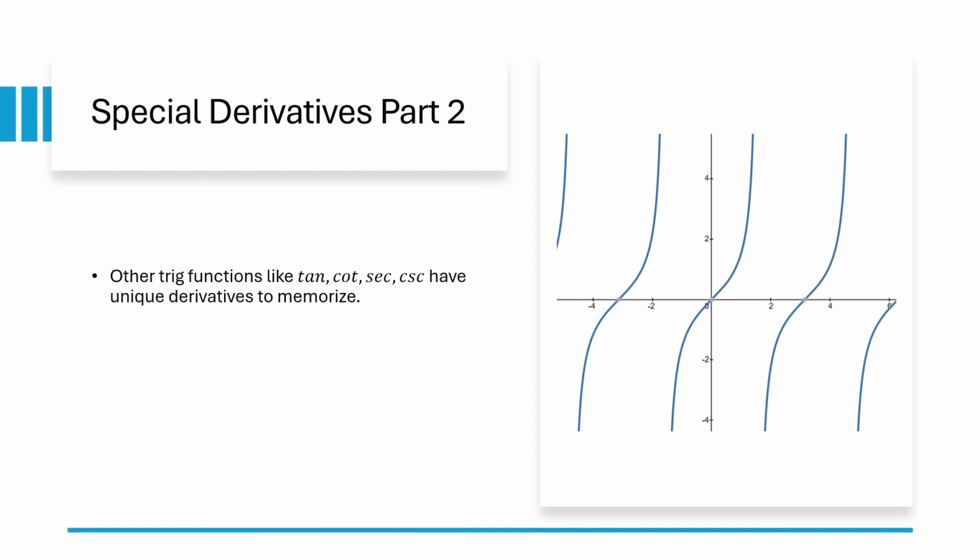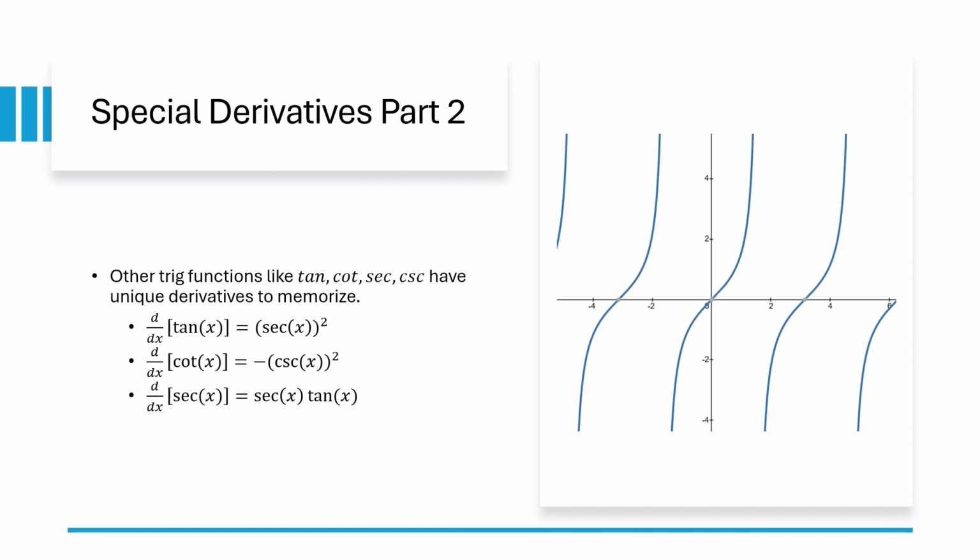You also have to memorize the derivatives of the other trig functions. The derivative of tangent is secant squared. The derivative of cotangent is negative cosecant squared. The derivative of secant is secant times tangent, and the derivative of cosecant is negative cosecant times cotangent.